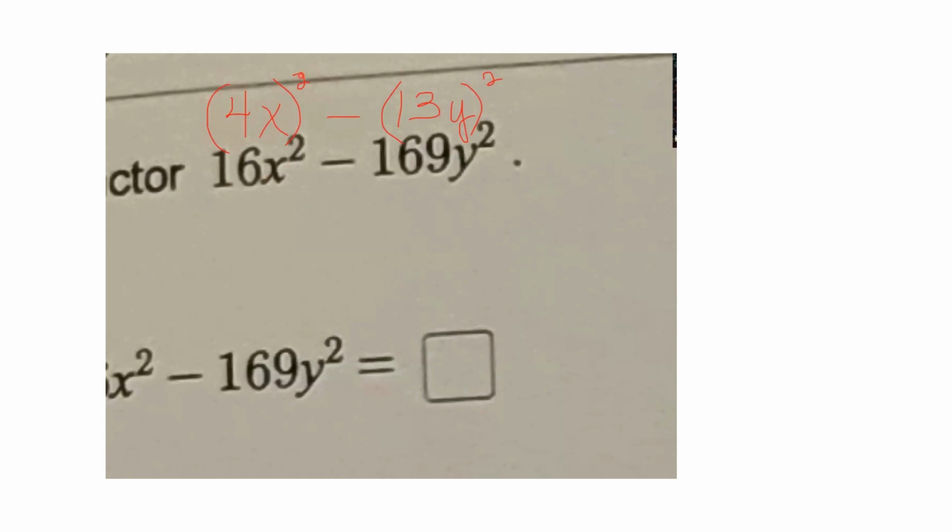And then the square root of 169 is 13. The square root of y squared is y. So that means that's that whole thing, 13y, and then squared. And then that minus is there. So I just rewrote this whole thing as 4x squared minus 13y squared. So now all we have to do is do the puzzle tray and fill it in.